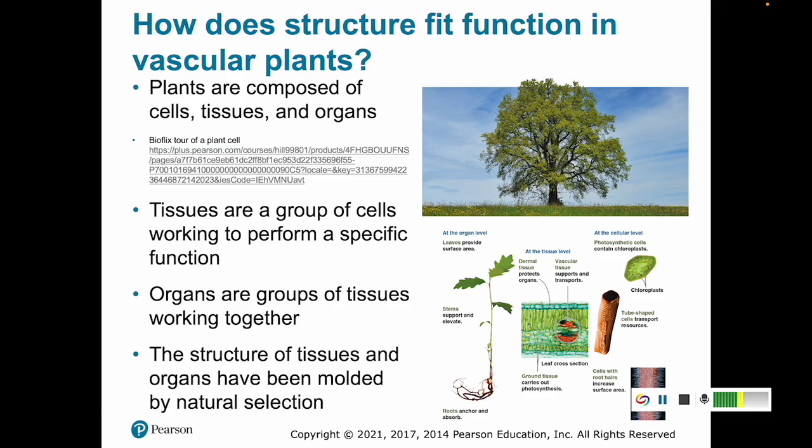The structures that work the best end up with organisms that survive longer, reproduce more, and are able to pass those traits down to the next generation. If there are structures that don't work as well, those organisms won't live as long. They won't have as many offspring to pass their traits down to.